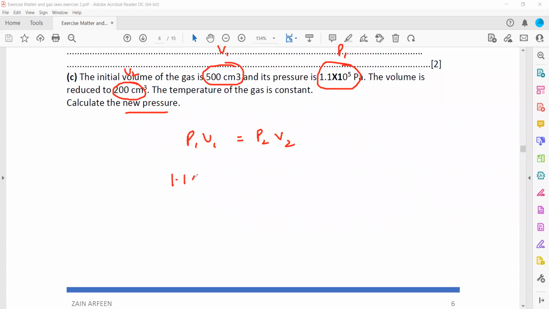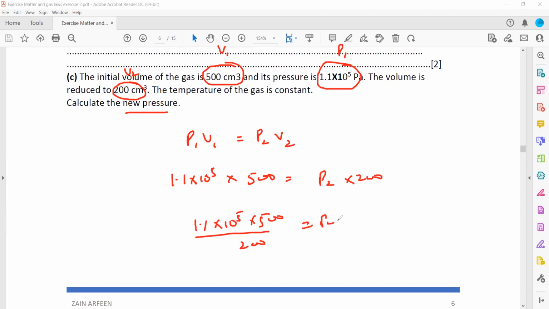The first pressure is 1.1 times 10 to the power 5 Pascal, which is atmospheric pressure. The first volume is 500. The second pressure we don't know, and the second volume is 200. 200 is multiplied here, so on the other side it will be divided. It will be 1.1 times 10 to the power 5 into 500 divided by 200. This gives us the second pressure, which is about 2.2, and we know the volume decreased, so the pressure should increase. So 2.2 times 10 to the power 5 Pascal is the new pressure exerted by the gas inside this cylinder.